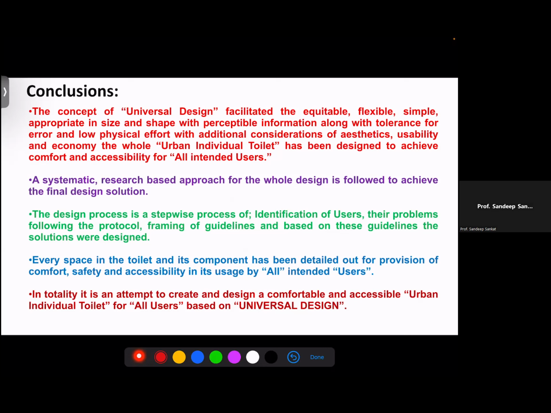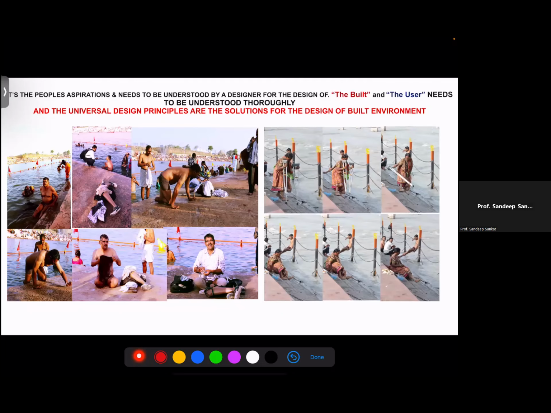Every space in the toilet and its components has been detailed out for provision of comfort, safety, and accessibility in its usage by all intended users. In totality, it is an attempt to create and design a comfortable, accessible urban toilet for all users based on universal design. So it's the people's aspiration. You can see the two pictures depict the Indian people's aspiration.